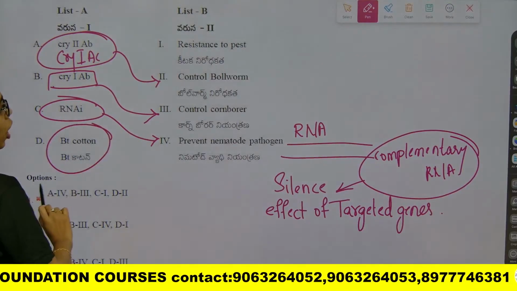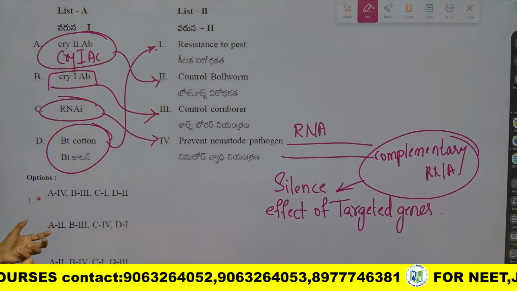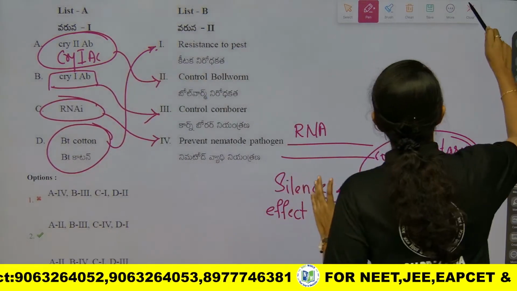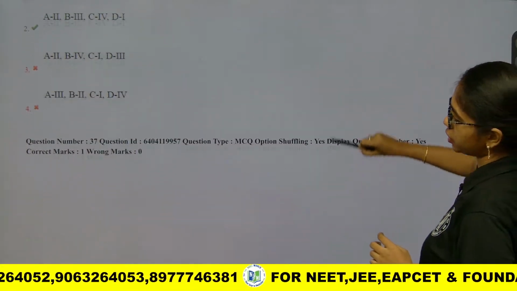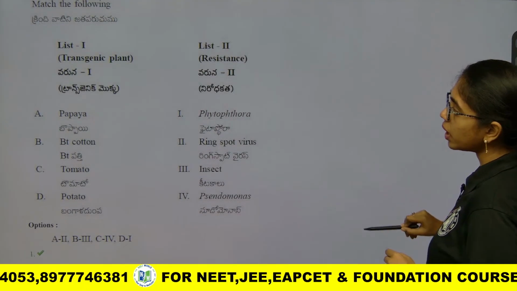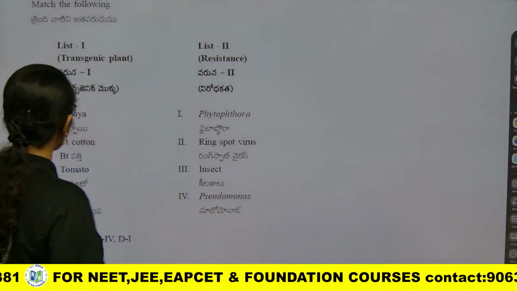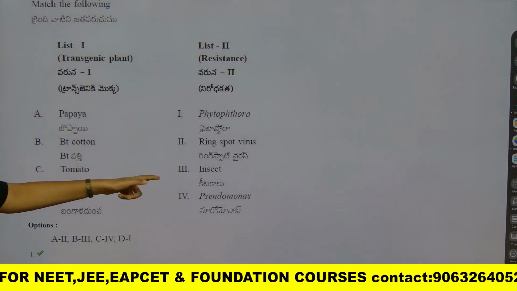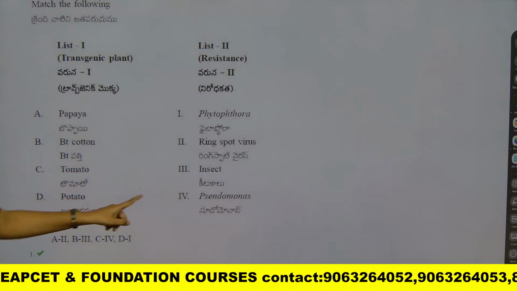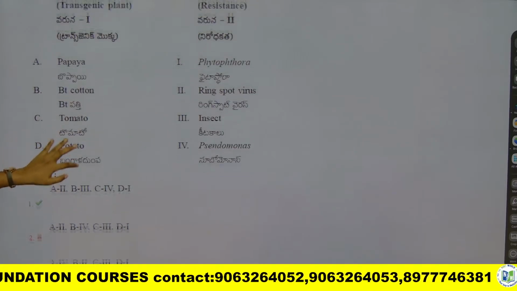Next, Bt cotton. Bt cotton is resistant to pests. Clear? So this is the match accordingly. Okay, I hope the concept is clear with respect to this. Next, about transgenic plants. Papaya is transgenic against ring spot virus. Bt cotton is resistant to insects. Tomato is resistant to Pseudomonas, and potato is against Phytophthora. Okay, this is a directly asked question.